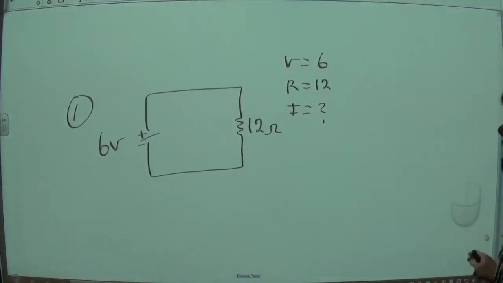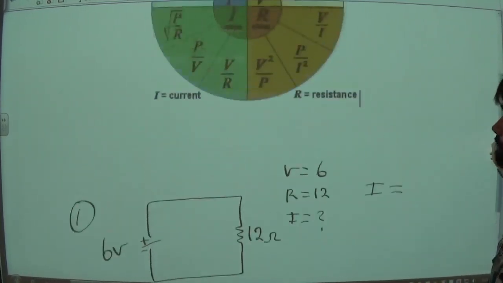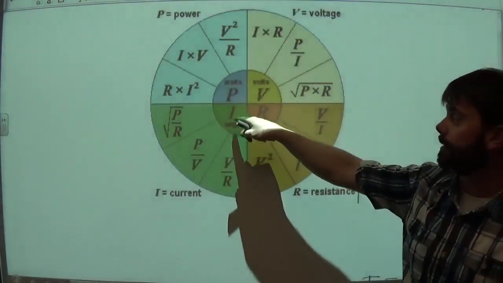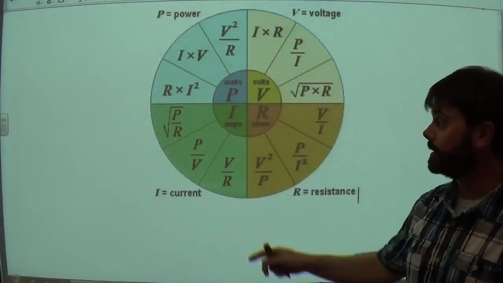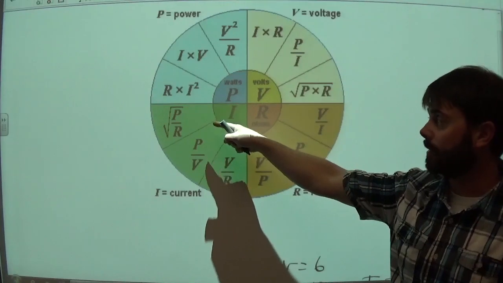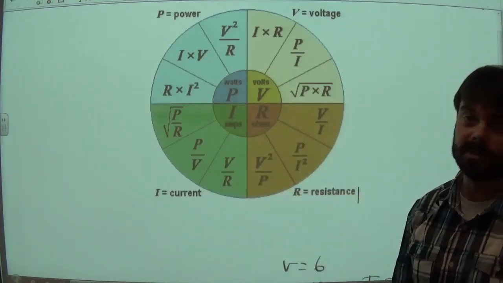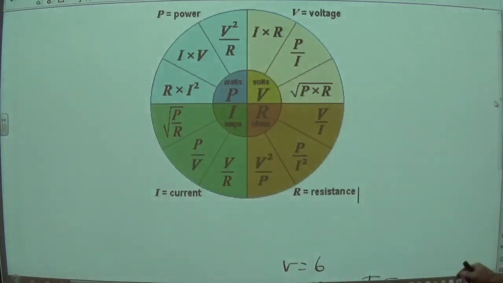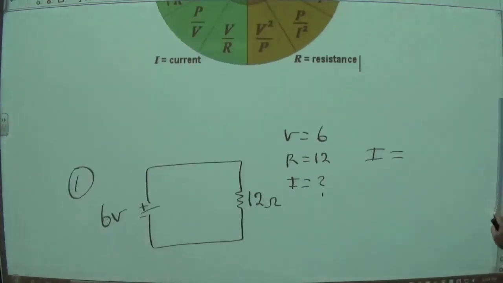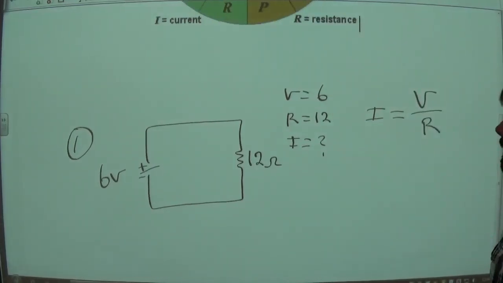So when I'm looking at this and I want to find I, you go to the circle, where the equations are broken up into quadrants. The lower left hand quadrant shows current as being the square root of power over resistance, power over voltage, or voltage over resistance. Of course we have voltage and resistance because that's what was given to us. So I equals V over R is the equation I would go with, and it's nothing more than plugging in the values that we actually have.